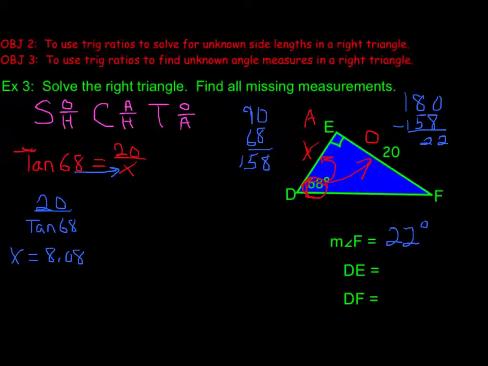Now sure, you could do Pythagorean's theorem and use 8.08 and the 20 that we gave you to find DF. The only problem is, if your DE is wrong, your DF is going to be wrong. So we recommend that you set up a whole new trig problem, and this time identify these two sides. So let's get rid of some of this stuff here for us.